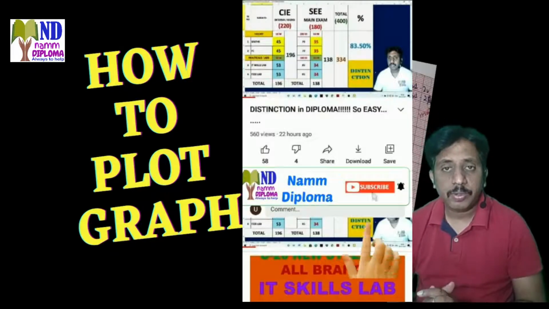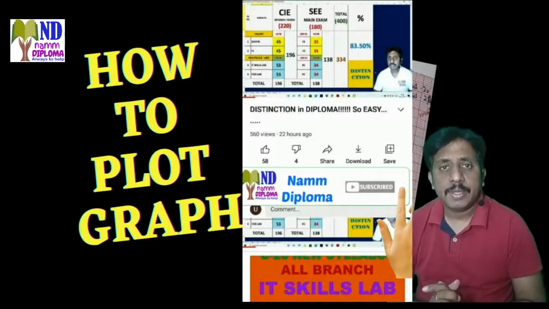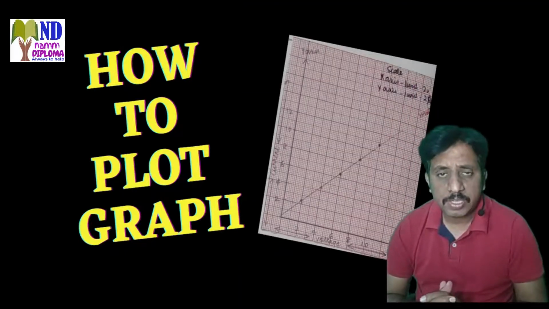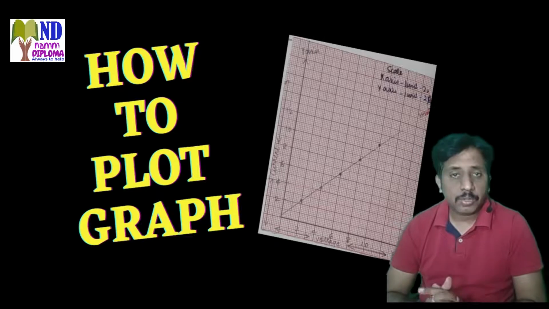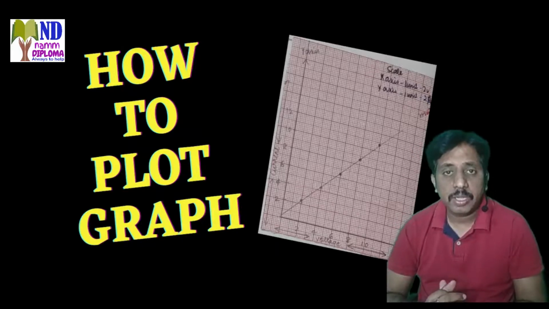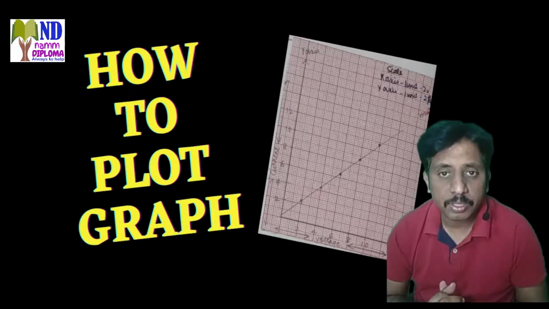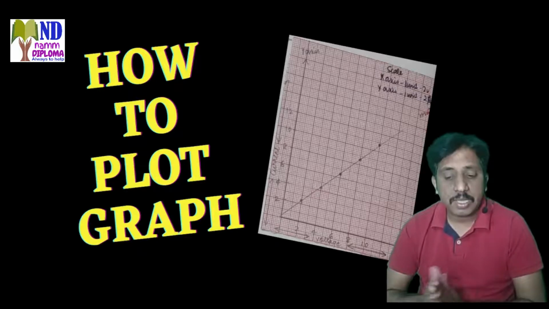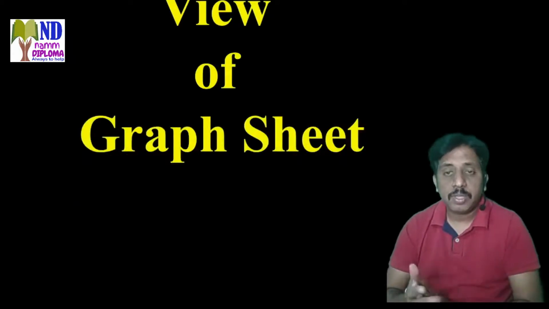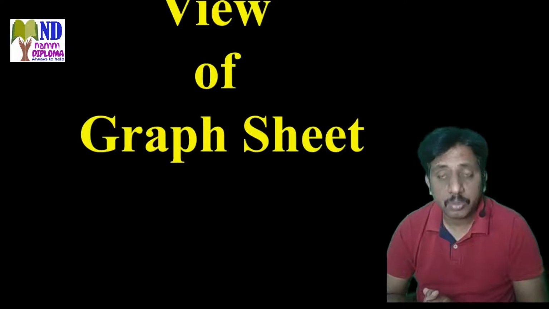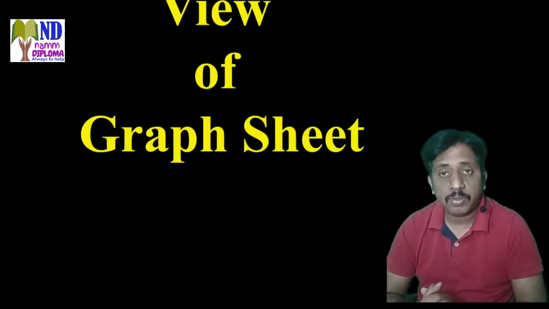So today we're going to see how to plot a graph. Is plotting a graph that difficult? Absolutely not. So today we're going to see in a simple way how we can plot the graph. First we'll see the view of the graph sheet. What does the graph sheet look like? The graph is plotted for electronic circuits, particularly DC circuits.